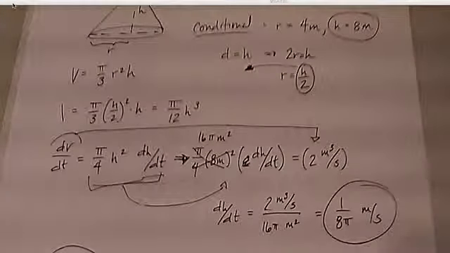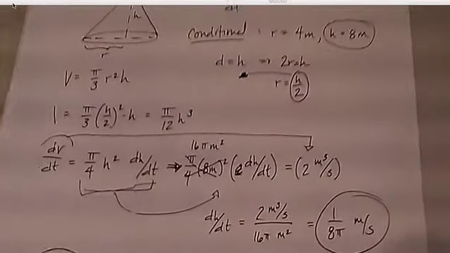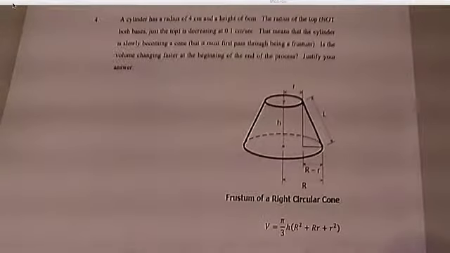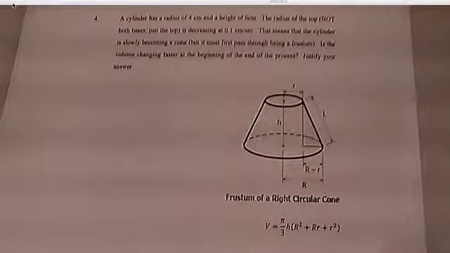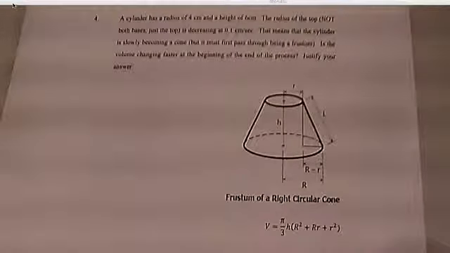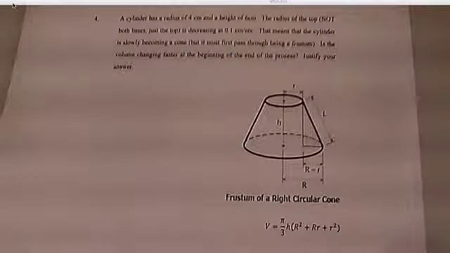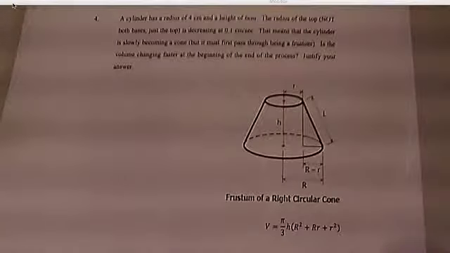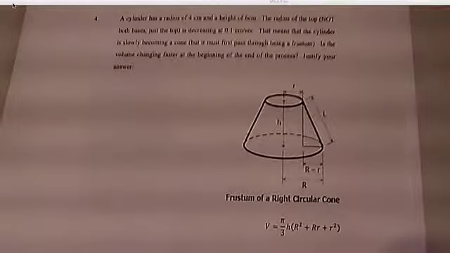Now, I don't have much time to go through an entire other example, but I am going to show you a question that I asked the BC kids, was it last year? I think so. This was on their test. A cylinder has a radius of 4 centimeters and a height of 6 centimeters. The radius of the top, and not both bases, just the top, is decreasing at a rate of 0.1 centimeters per second. Okay? This means that the cylinder is slowly becoming a cone.